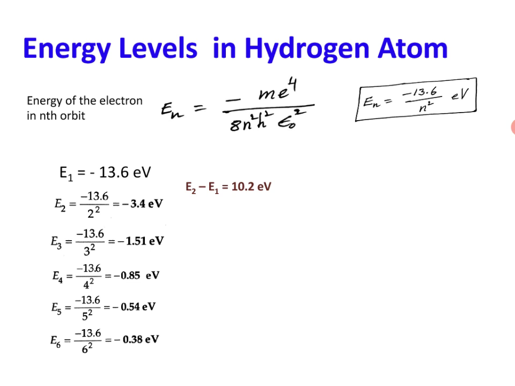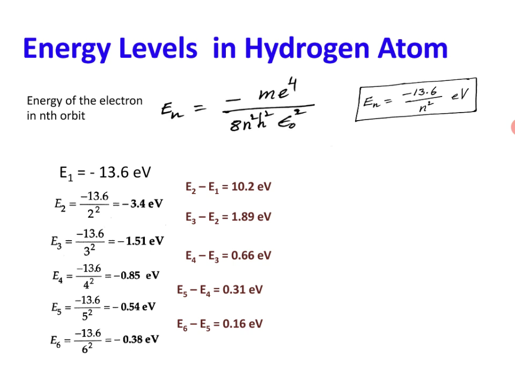Similarly, if you calculate the energy difference between third and second, then you will not get the same. So here the difference is decreased drastically, and now it is only 1.89 electron volt. Similarly, if you identify between 4 and 3, that is much lesser, 0.66 electron volt. Next and the next much more. See here initially between 1 and 2 it is 10 electron volt, so between 6 and 5 it is very much less than 1 electron volt. So all energies in hydrogen atom are not of same difference.